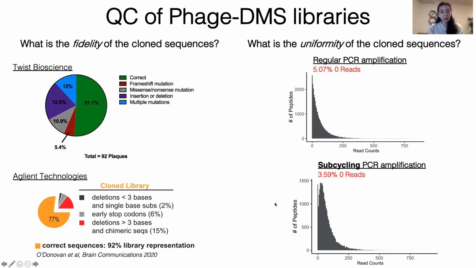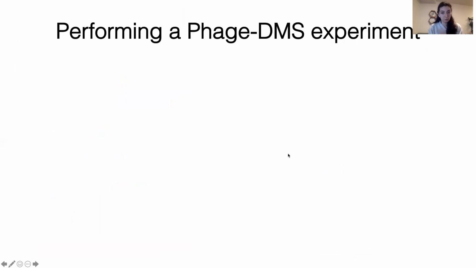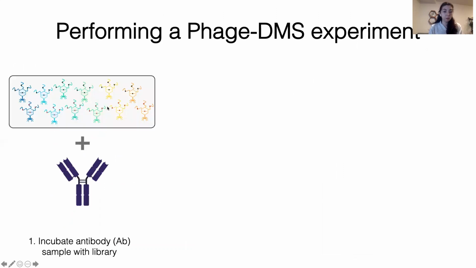So once we have done these quality control checks of our Phage-DMS libraries, we're ready to run an experiment. In order to run an experiment, what we first do is incubate the library with your antibody of interest. You can use a monoclonal antibody, you can use serum, plasma, whatever you have to work with. You allow the antibody to bind to the phage, and the antibody will then bind to the phage that are displaying its specific epitope.